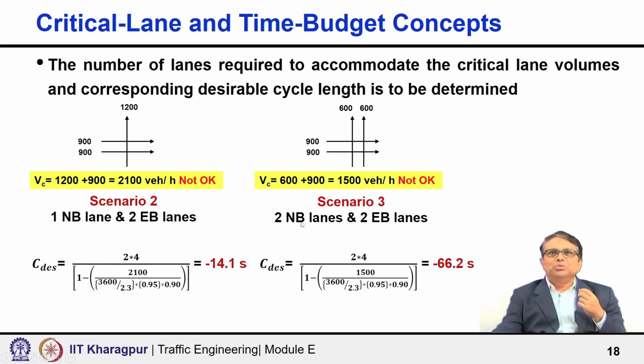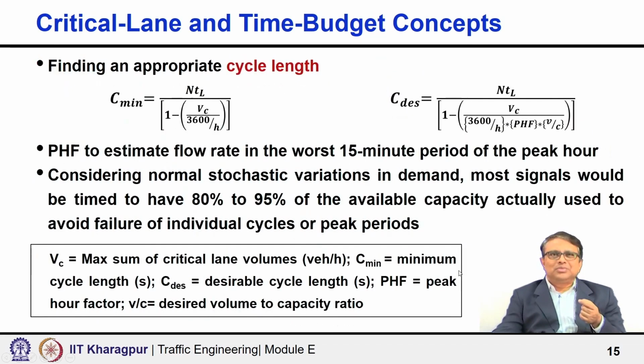Now, with 2 northbound lanes and 2 eastbound lanes, what will be my critical volume? Critical volume will be 1500 vehicles per hour. With that, again calculate C design. Still it is minus 66.2, right.